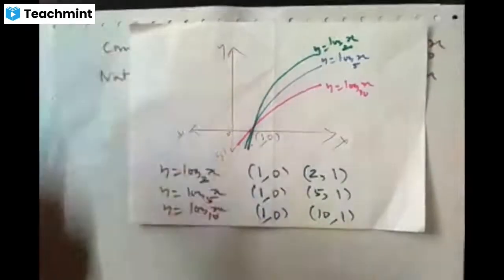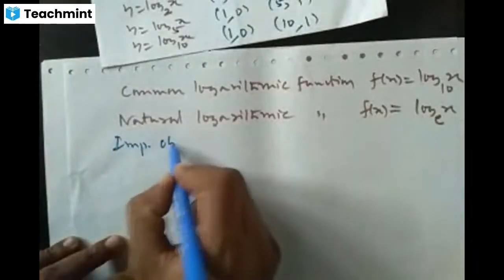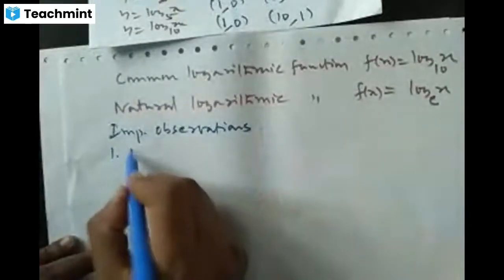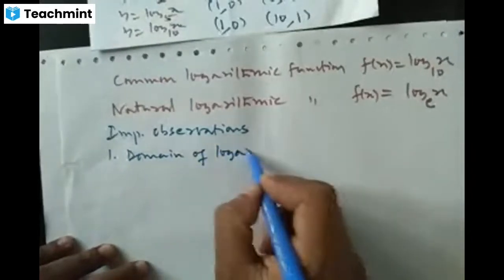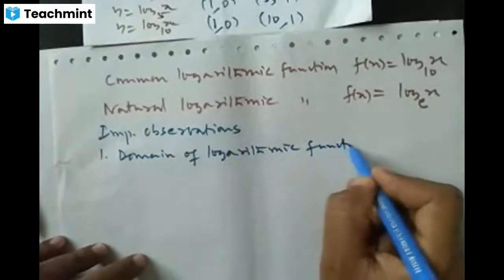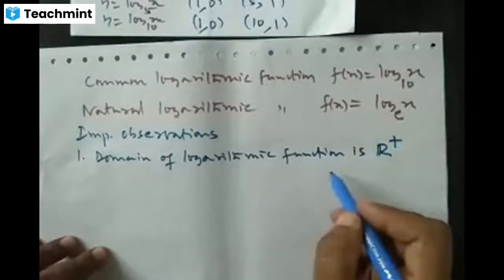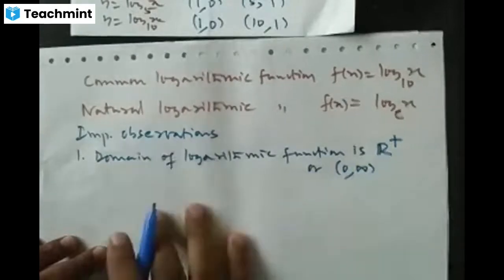Okay, so let us note down the important observations. First one, the domain of the logarithmic function. The domain of the logarithmic function is the set of all positive real numbers, or you can also write it as the open interval 0, infinity, correct?